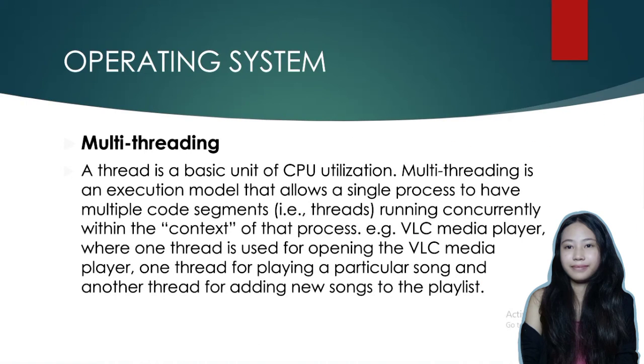Multithreading. A thread is a basic unit of CPU utilization. Multithreading is an execution model that allows a single process to have multiple code segments running concurrently within the context of that process. For example, in VLC Media Player, one thread is used for opening the player, one thread for playing a particular song, and one thread for adding new songs to the playlist. Multithreading is the ability of a program or an operating system to serve more than one user at a time. The advantages of multithreading are that threads share the same address space, and threads are lightweight and use little memory.